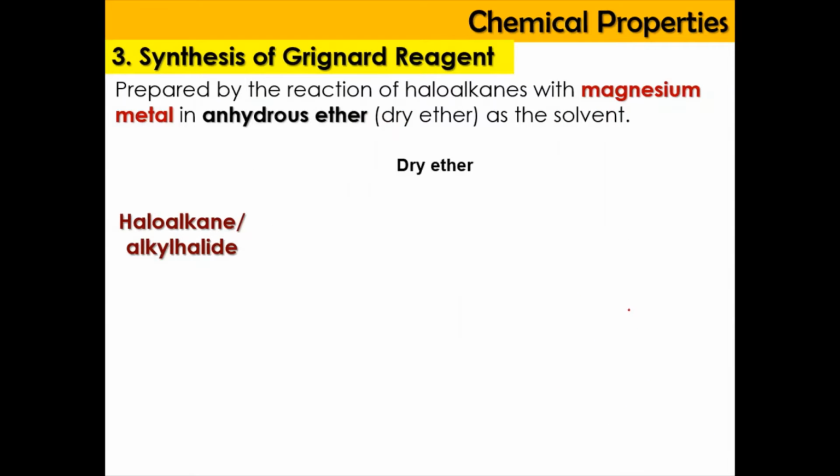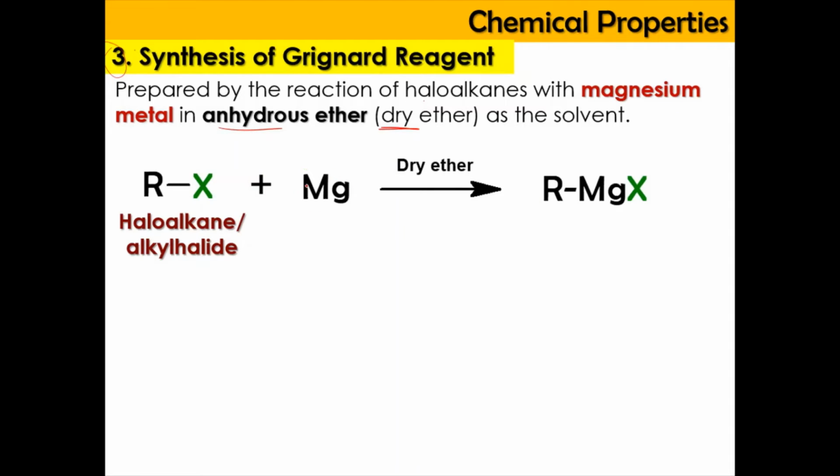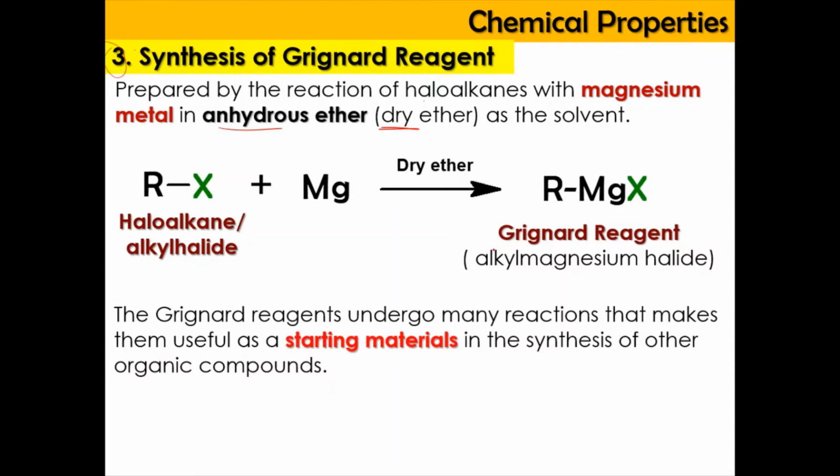Now we're going to move on to the next synthesis, number 3, which is the synthesis of the Grignard reagent. The Grignard reagent can be prepared by the reaction of haloalkane with magnesium metal in anhydrous ether, also known as dry ether, which acts as the solvent. So if you have a haloalkane reacting with magnesium metal in the presence of ether as a solvent, it is going to produce a Grignard reagent, or known as the alkyl magnesium halide. This Grignard reagent is very powerful, as it can undergo many reactions, which makes it a useful starting material.